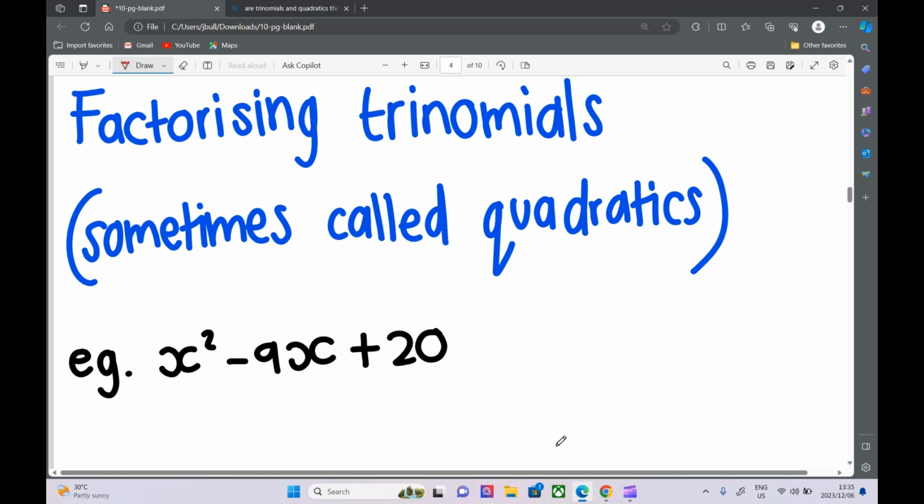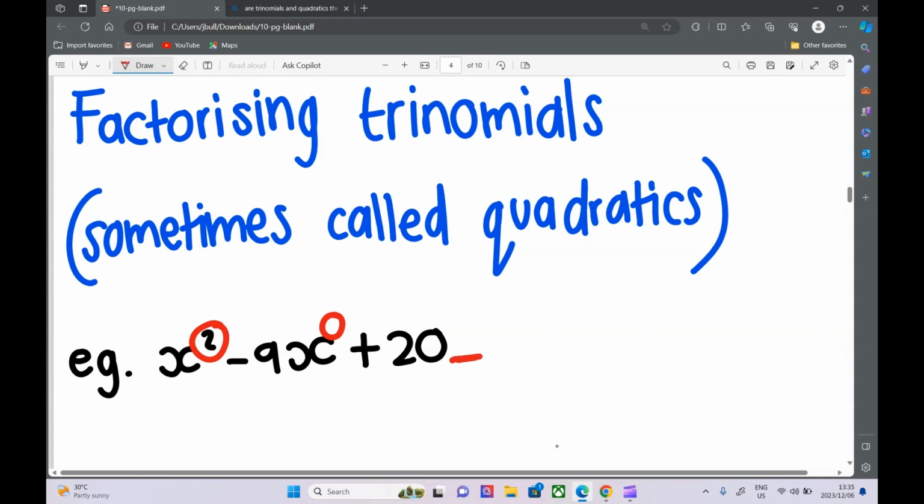Factorising trinomials. These are sometimes called quadratic expressions, but the really important thing is it's an expression with three terms. Okay, so we can see here, like, x squared minus 9x plus 20. So how we factorize this, when we have this, we can see here we've got an x squared, we've just got an x, and then we've got no x, it's just a number.